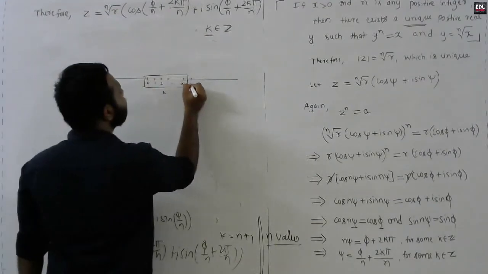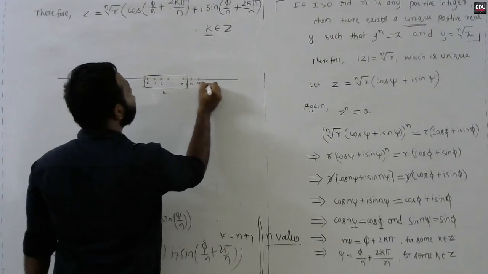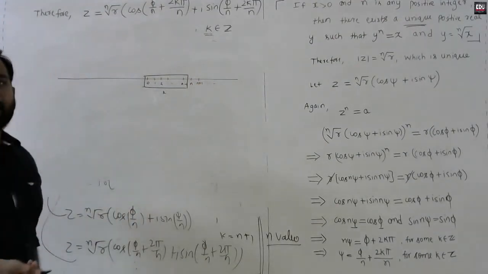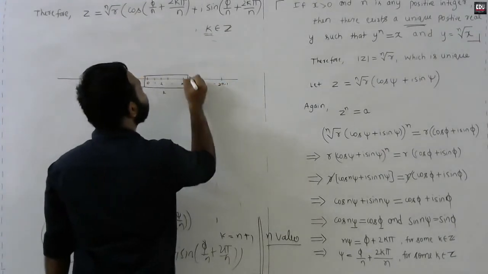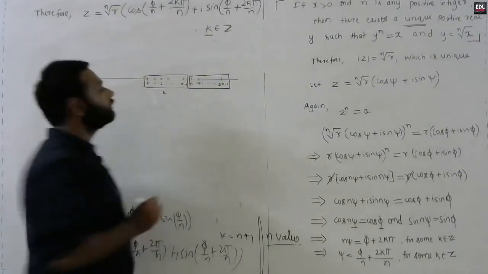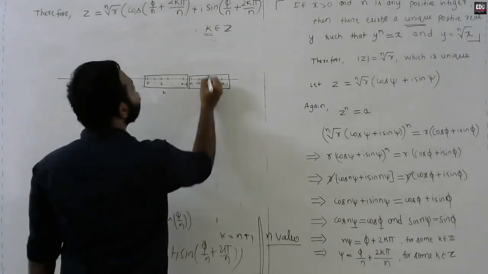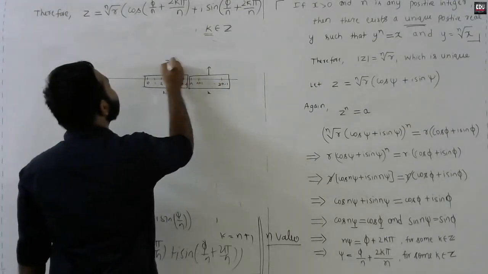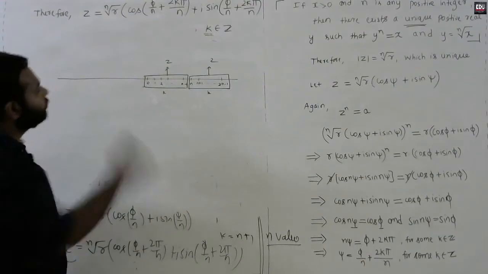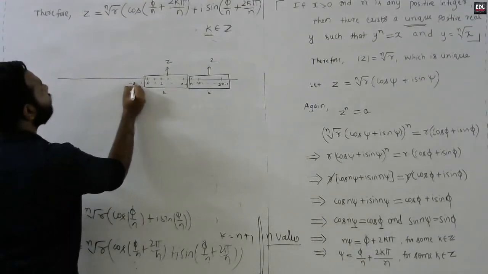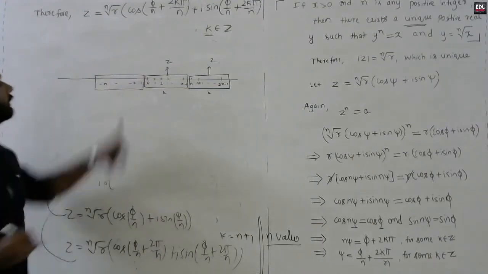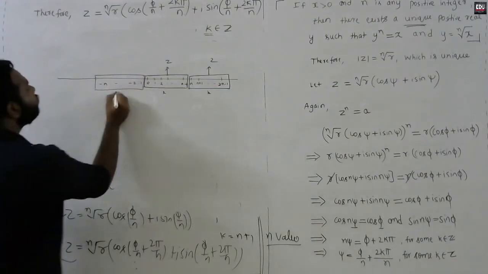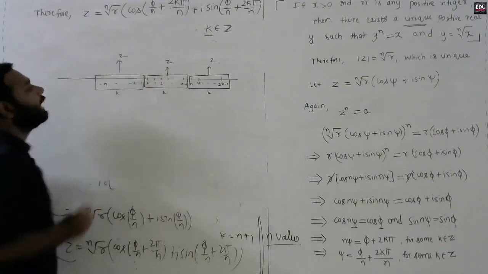The next ones are n, n plus 1, and so on. I need n values, so it will go up to 2n minus 1. This is the second set of consecutive n values for k, which will give you the same values for z. Similarly, on the negative side: minus 1, minus 2, up to minus n. This is another set of consecutive n values for k, which will give you the same z values.